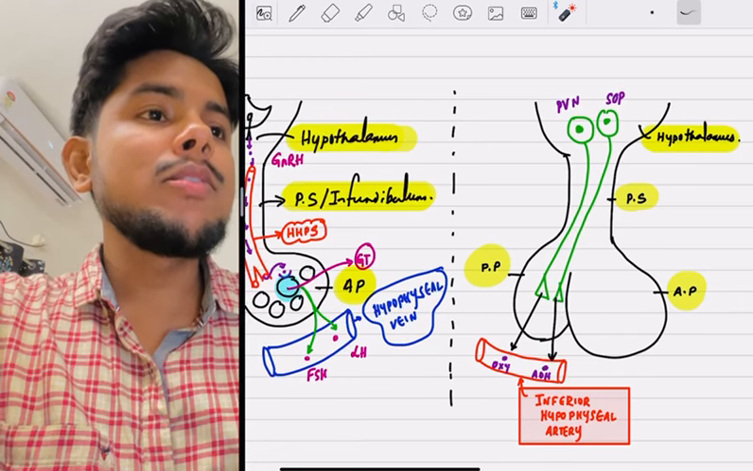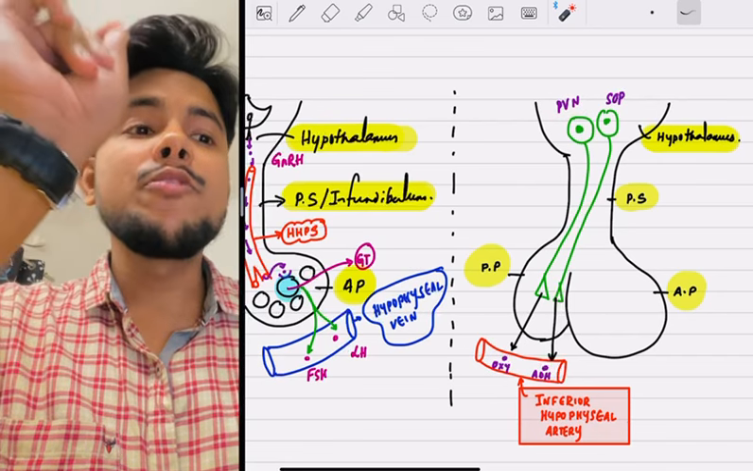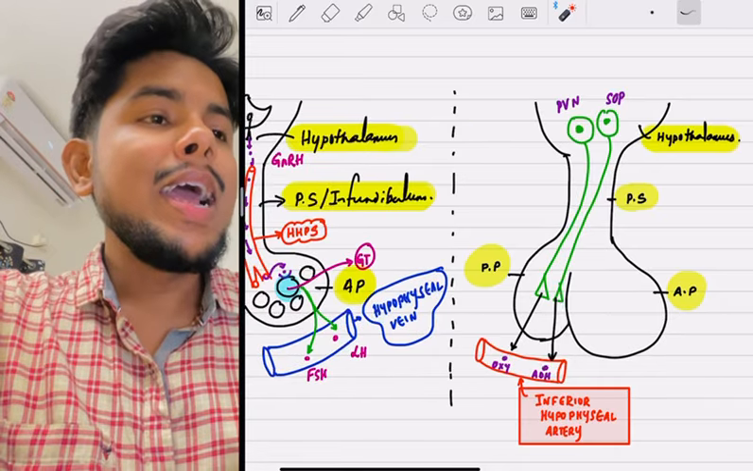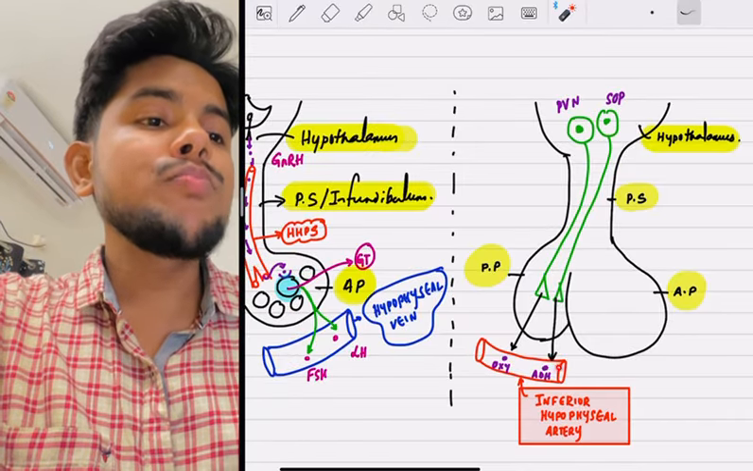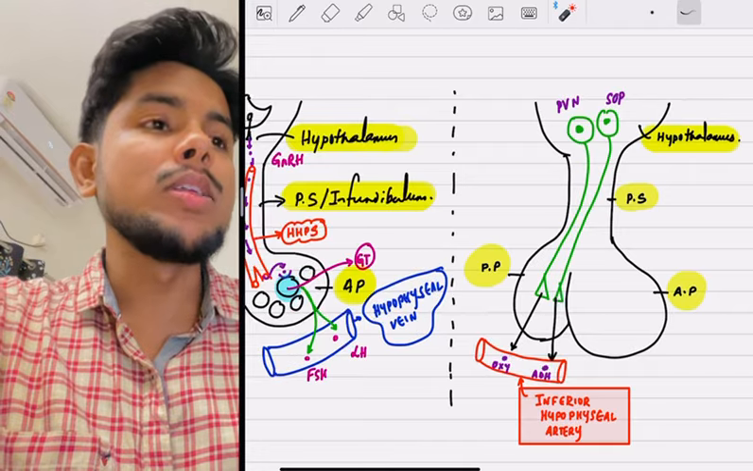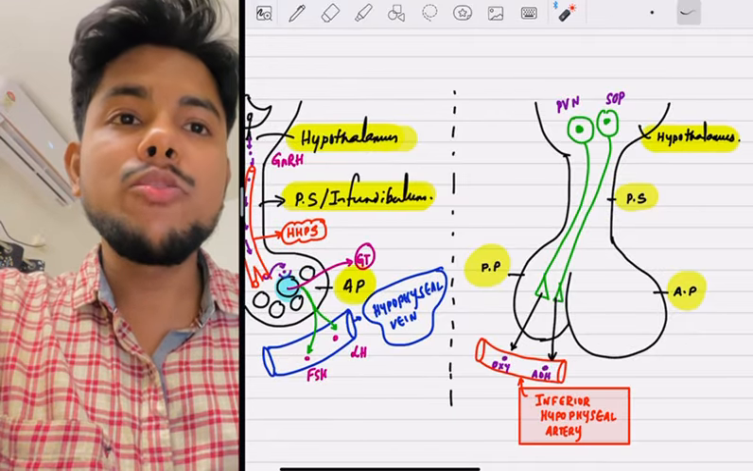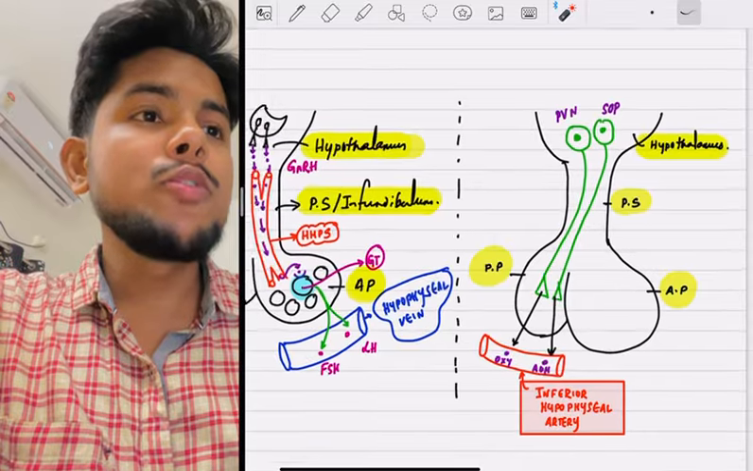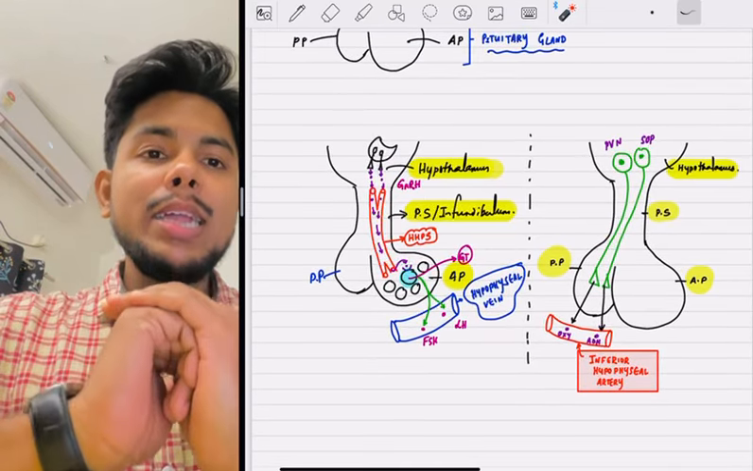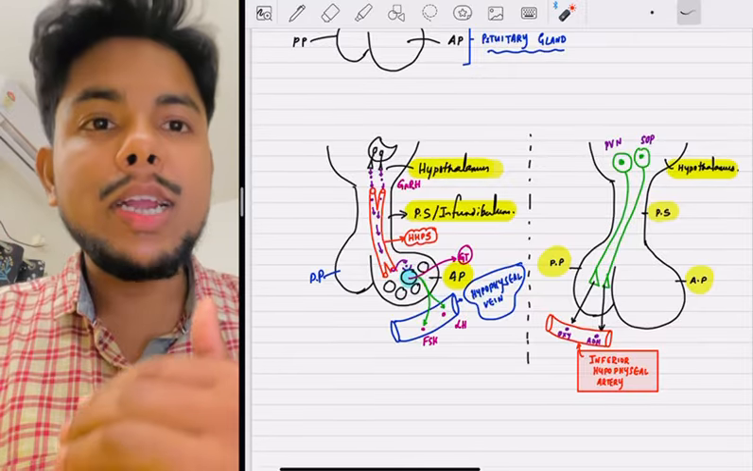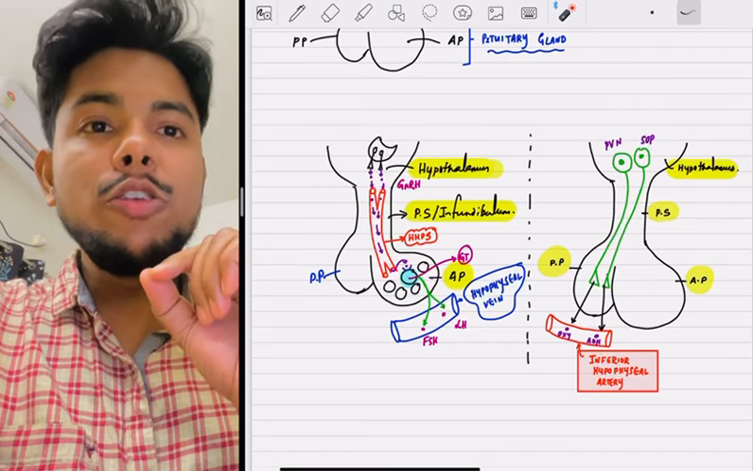Okay, now you can see this. There are two important nuclei. We have got paraventricular nucleus, which synthesizes a very important hormone called oxytocin, and we have got supraoptic nucleus over here, which releases another important hormone, which is known as the ADH or vasopressin. As you can see, this posterior pituitary gland is connected to hypothalamus with the help of neurons. If you compare these two diagrams, you can clearly understand anterior pituitary gland and the hypothalamus have a vascular connection, and the posterior pituitary gland and the hypothalamus have a neuronal connection.